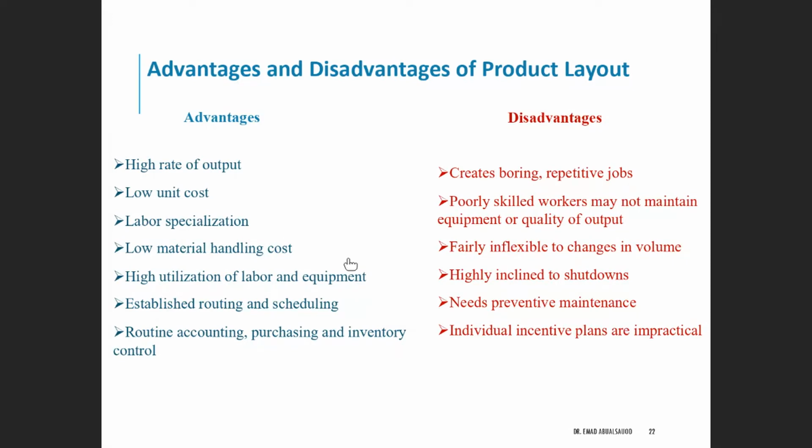The product layout has many advantages. As we said, high rate of output, so you can have high volume, low unit cost, labor specialization, low material handling cost, high utilization of labor, استخدام يعني أمثل أو أتمتة لعملية الإكويبمنت، كل حاجة مقاسة بدقيقة أو يعني specific time to move to another step، يعني من الخبز للعجن للخلطة واللي هو يسموه الميكسينج. كل واحدة منهم has equipment and labor to monitor and maintain the inspection, establish routing and scheduling, routine accounting, purchasing and inventory control. عندك التوقع لعملية المنتج كم وعملية الشراء والبيع والمخزون لأنه عارف ال production rate for this type of layout.